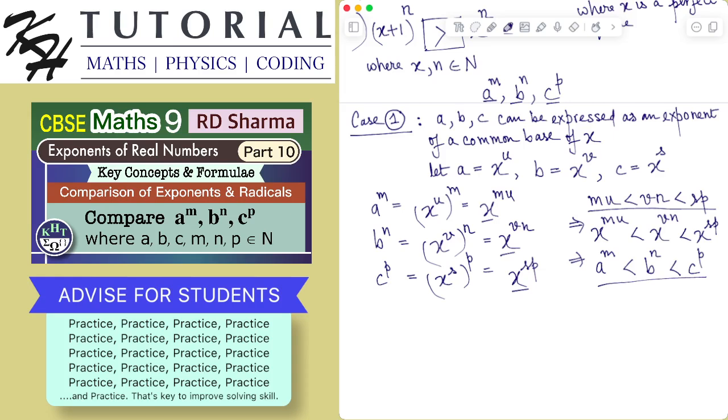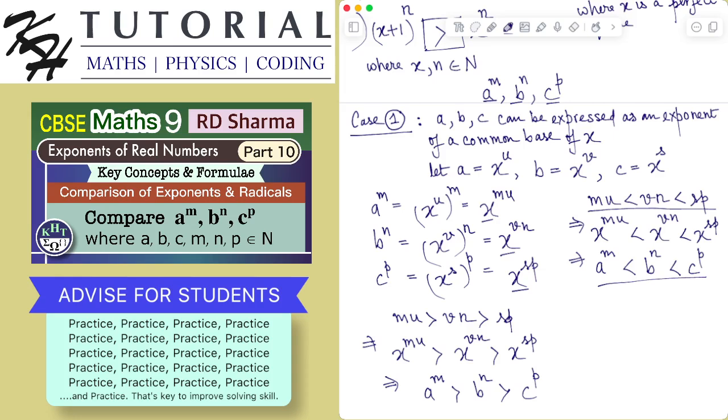So quite obviously, if we have m greater than n greater than p, then this will imply obviously that x to the power m will be greater than x to the power n will be greater than x to the power p, and this implies a to the power m will be greater than b to the power n will be greater than c to the power p.